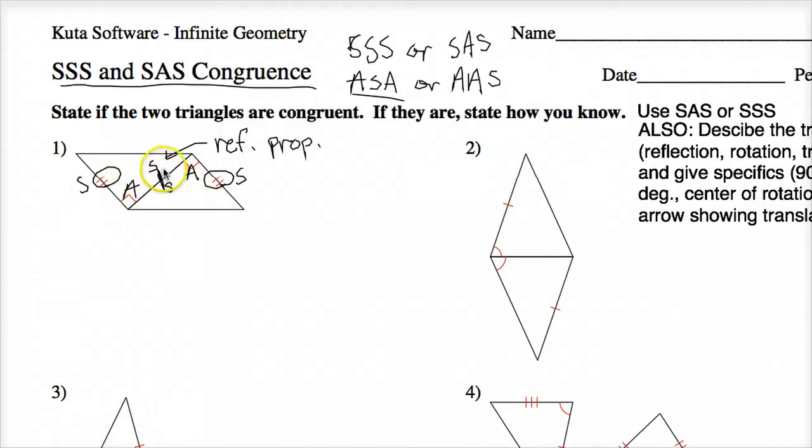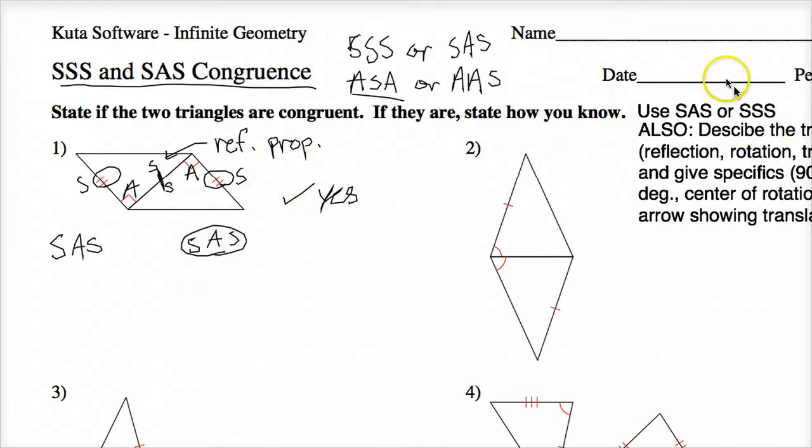So I have a side, two sides and an angle, and the angle is in between. So that is appropriate. We have side, angle, side for this triangle, and side, angle, side for this triangle. So yes, they are congruent because of side, angle, side. And we have reflexive property.